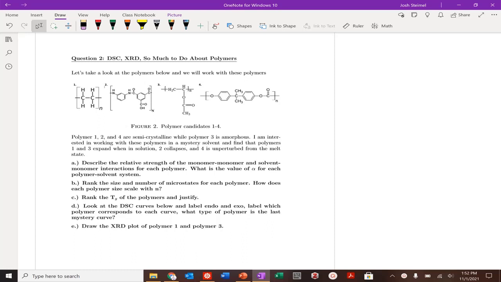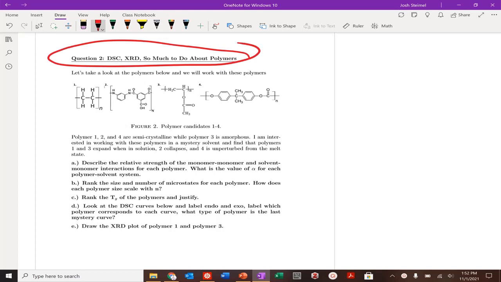Hi everyone, we are back and we are on problem number 2, my favorite problem: polymers, XRD, lots of cool things to do about polymers. So let's take a look at the polymers here. I have polyethylene and some of these other polymers. I know that polymers 1, 2, and 4 are semicrystalline, and polymer 3 is amorphous.